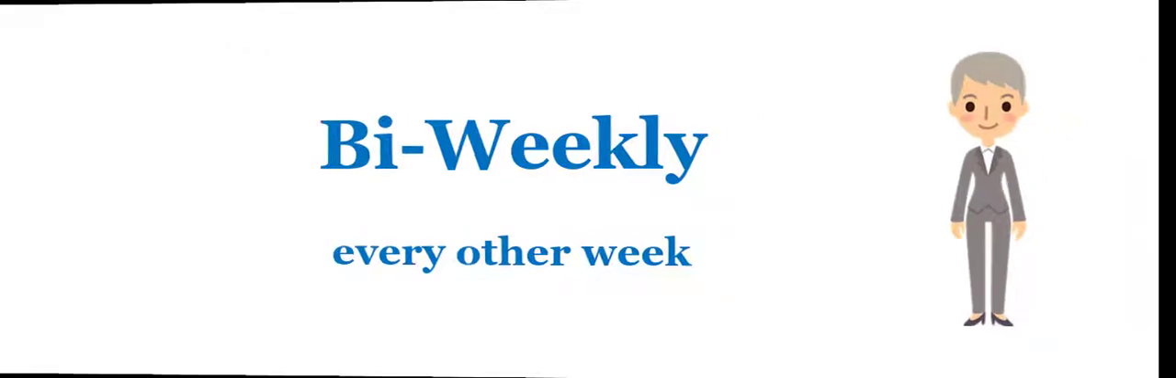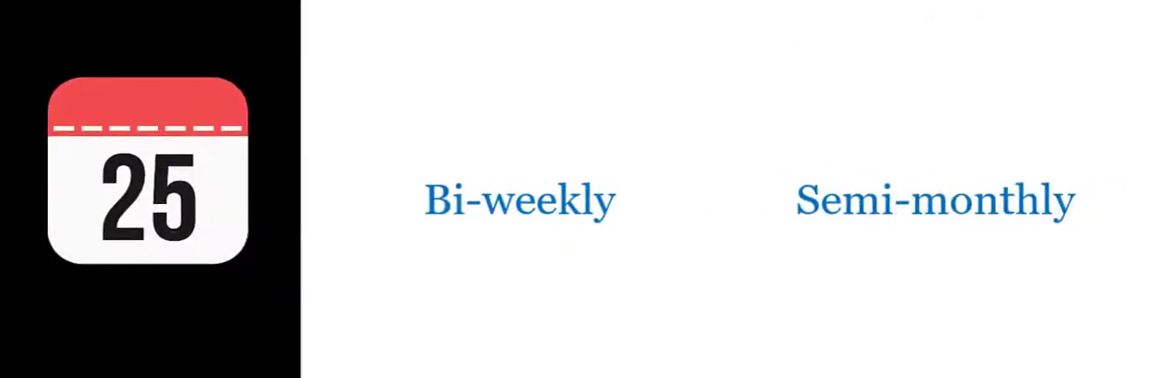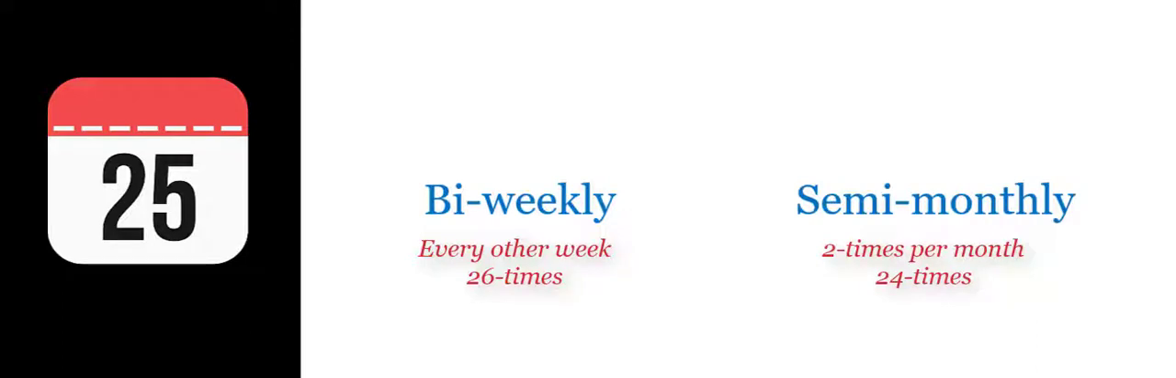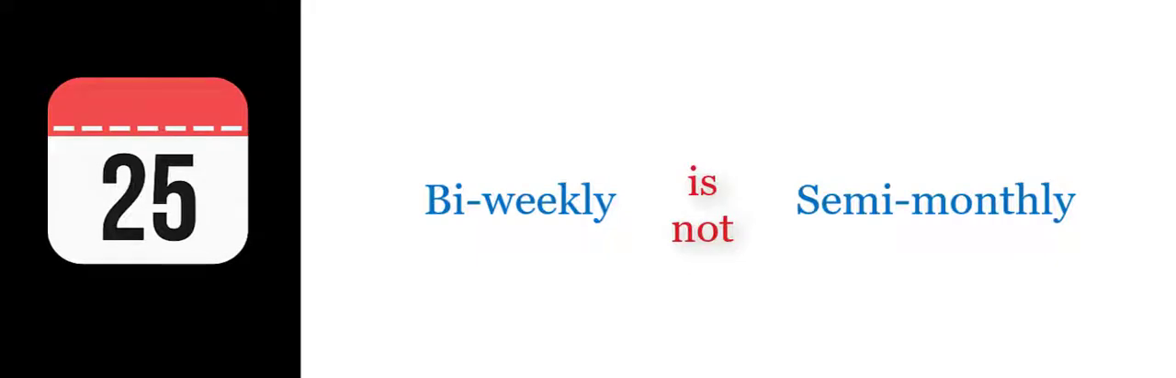To start, you need to know the difference between bi-weekly and semi-monthly. People often get this confused. Bi-weekly means you're paid every other week, like every other Friday. You're paid 26 times a year. This is not the same as semi-monthly, which means you're paid twice per month, say on the 1st and 15th. Then you're paid 24 times a year. It's important to know the difference because you need to know how many times per year you're paid to calculate your income. Now back to bi-weekly.